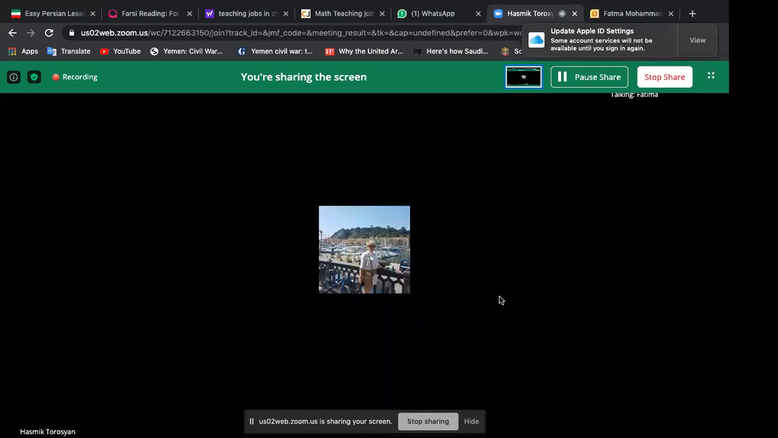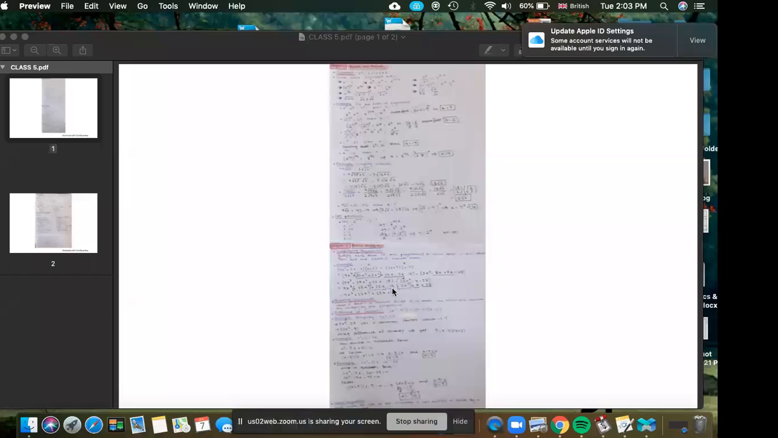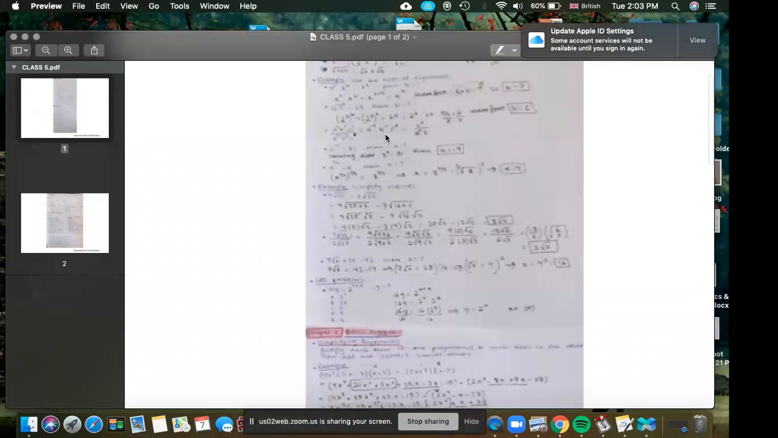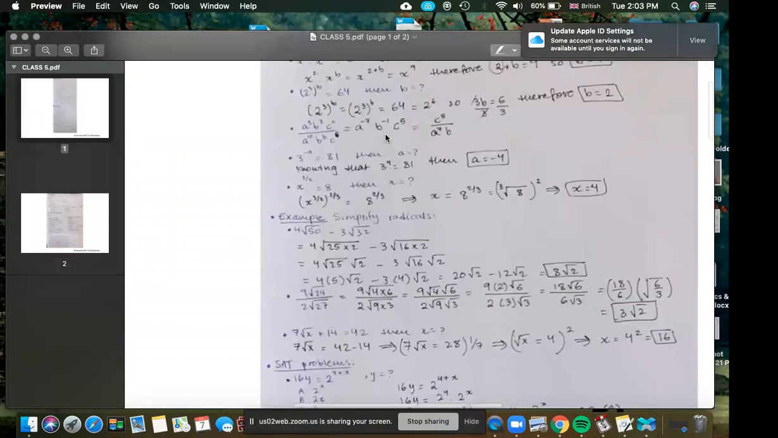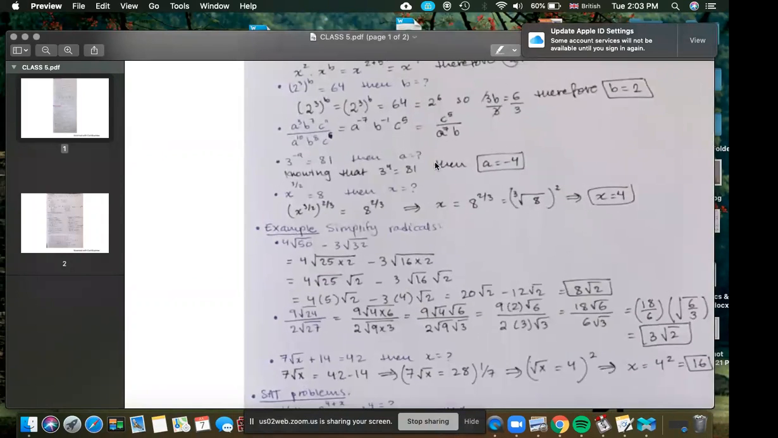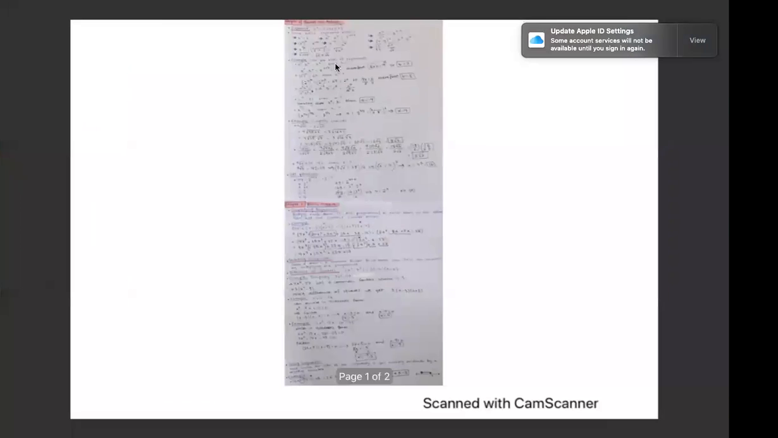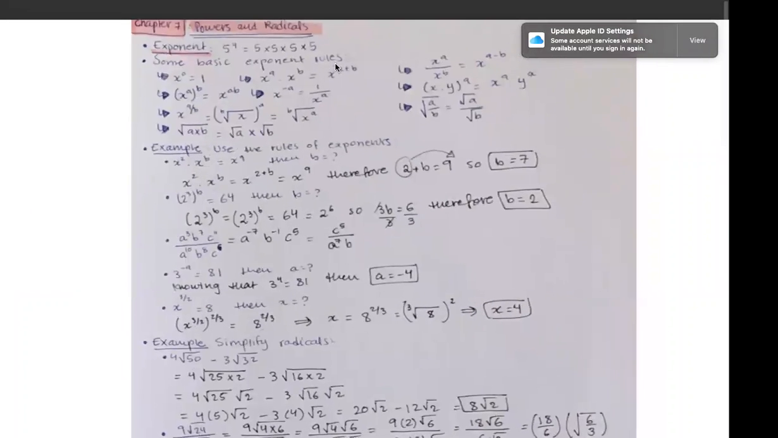Okay, so for this class, we have two chapters to cover. Both very easy. Again, every class I feel like I say the same thing, but it's the truth. The first chapter is about exponents, yeah? Powers and radicals, actually, not exponents.